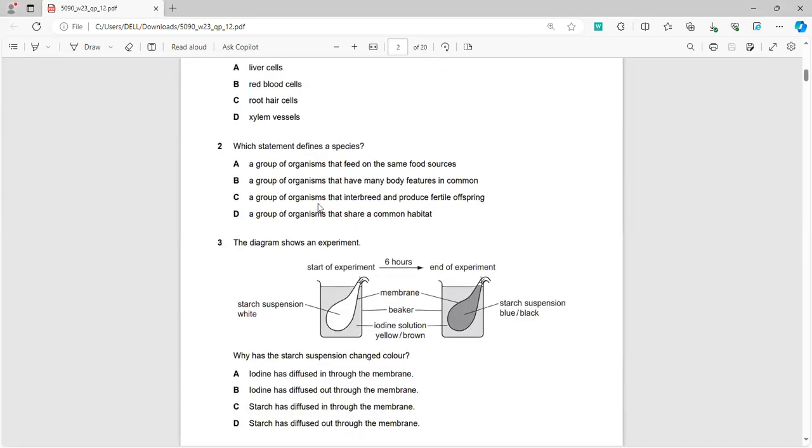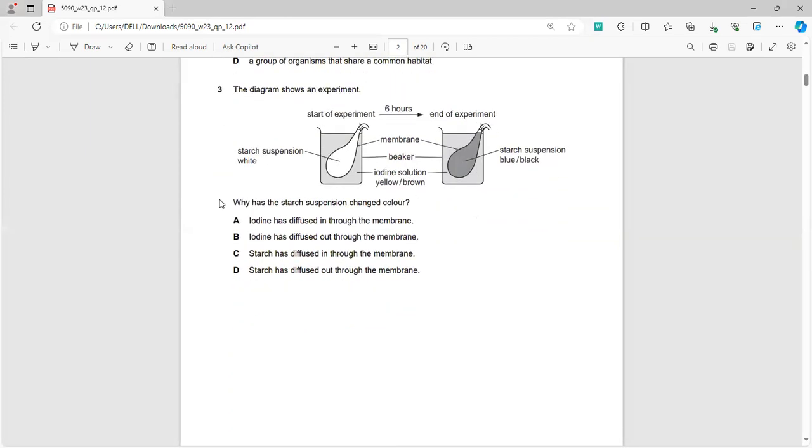Now, in question number 2, which statement defines a species? So, what is a species? A species is a group of organisms in which, when two of the same species breed, they can make more offspring. For example, sexual intercourse between two humans will produce an offspring. However, sexual intercourse between organisms of different species, such as humans and animals, will not result in any offspring. So the correct option will be C.